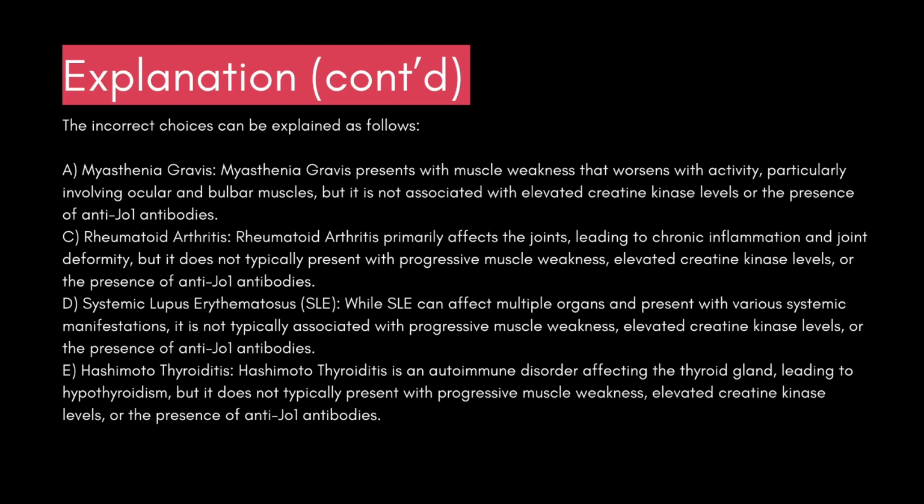Systemic lupus erythematosus, SLE. While SLE can affect multiple organs and present with various systemic manifestations, it is not typically associated with progressive muscle weakness, elevated creatine kinase levels, or the presence of anti-Jo1 antibodies. Hashimoto thyroiditis. Hashimoto thyroiditis is an autoimmune disorder affecting the thyroid gland, leading to hypothyroidism, but it does not typically present with progressive muscle weakness, elevated creatine kinase levels, or the presence of anti-Jo1 antibodies.